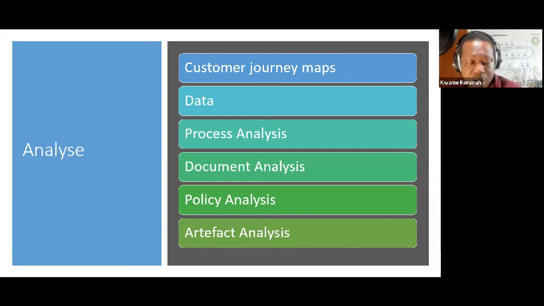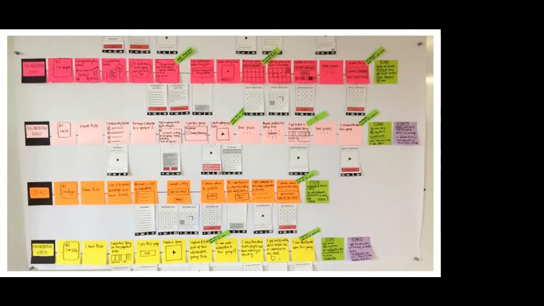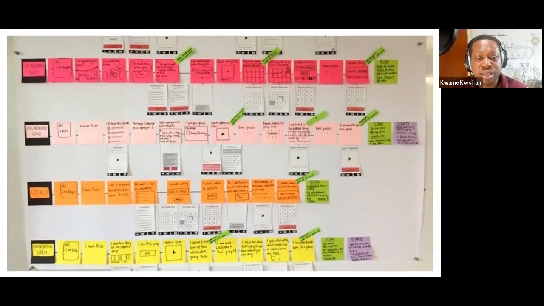So let's look at some low fidelity artifacts. Here is the customer journey map produced in a workshop. At this stage, it's low fidelity. We can start analyzing it with the attendees in the workshop.